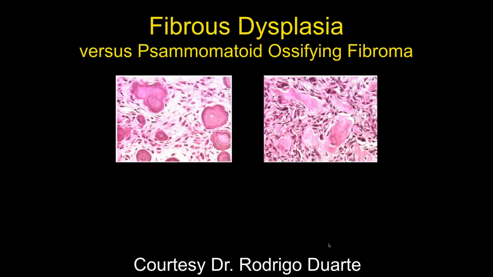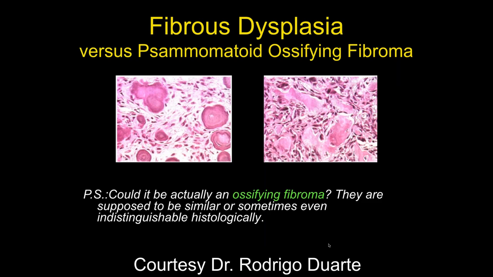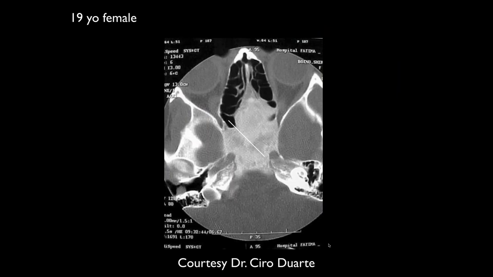Could be fibrous dysplasia again, I suppose. Fibrous dysplasia. This looks more like the run-of-the-mill fibrous dysplasia that I've seen. It's kind of hazy. We call it cotton wool appearance of the bone.